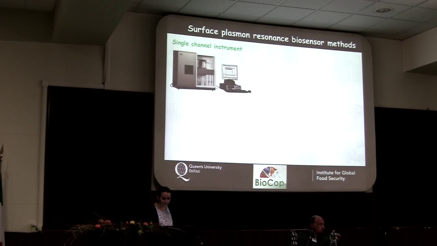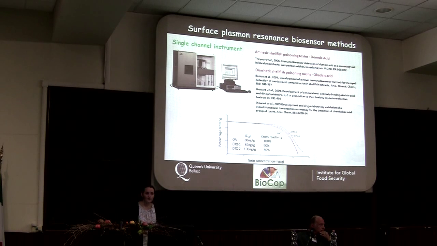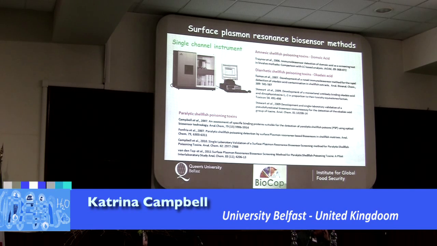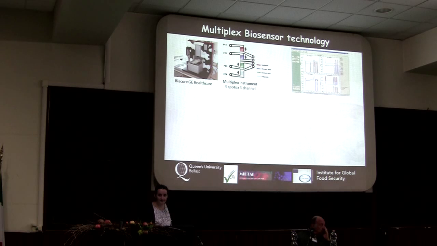We started here with the beta core instruments, and we developed a lot of our antibodies around the beta core, both for domoic acid and okadaic acid, and we tried to make sure our antibodies matched the cross-reactivity profile of different toxins. And the same for the paralytic shellfish poisons. We then looked at multiplexing on the beta core, and this was really our first experience of multiplexing.